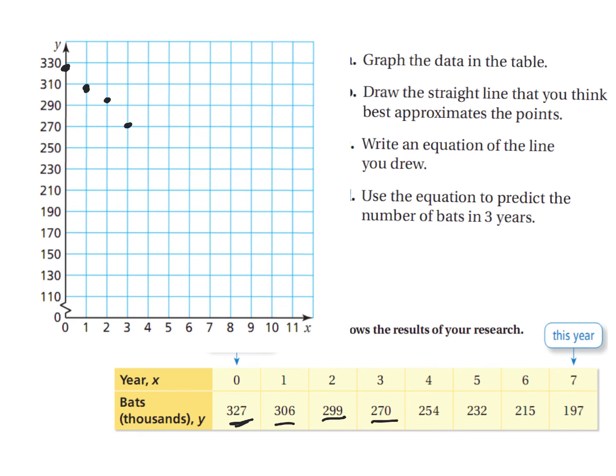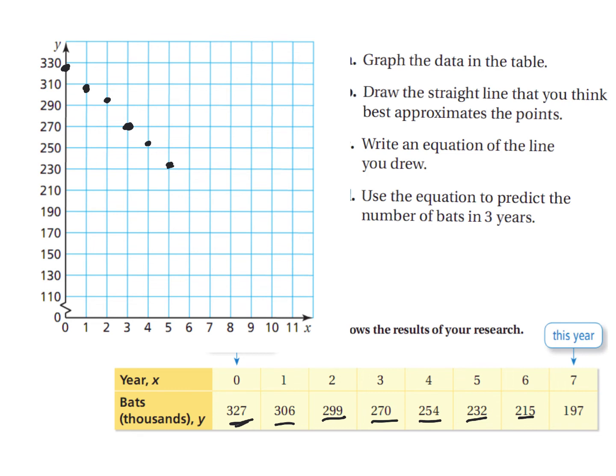At 3, 270, that one's easy because it's right on a point. That might be a good place to draw our line of best fit through. At 4, we have 254, so that would go right above the 250. At 5, we have 232, right above that one.